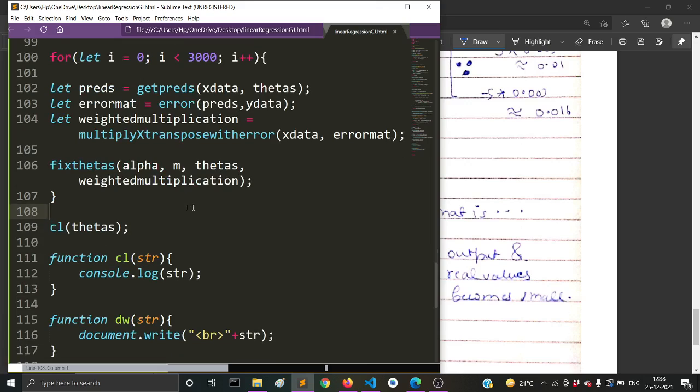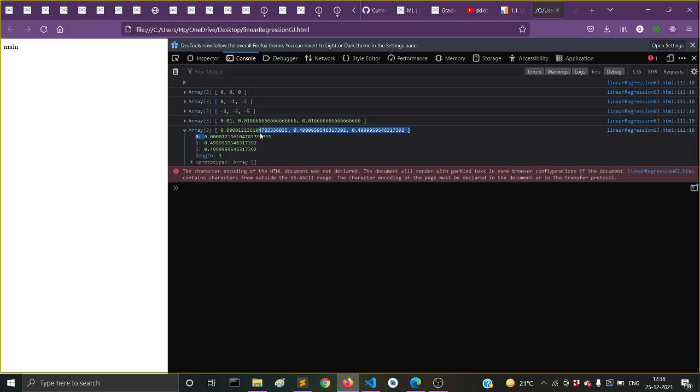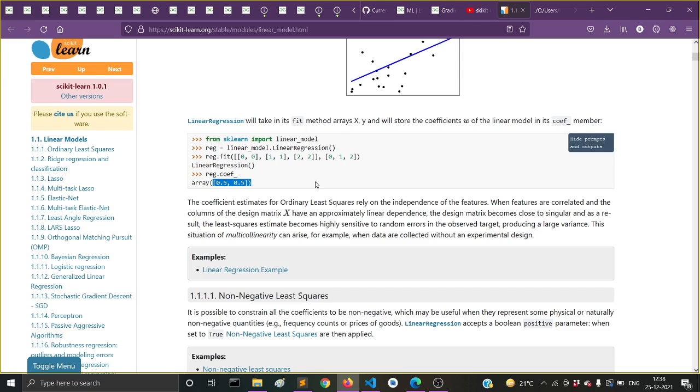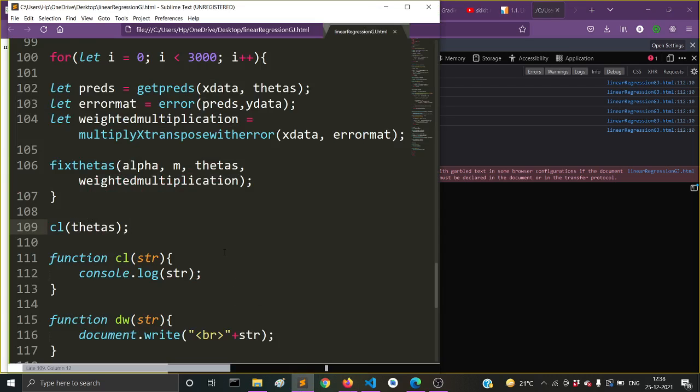After 3000 iterations, just console.log your theta values, and you will find that for the bias term you are getting something like 0.0, but for theta 1 you are getting 0.049999, and for theta 2 also you are getting 0.04999, which is close to 0.5 and 0.5. These are really close. So yeah, we were successful at implementing linear regression for this example.